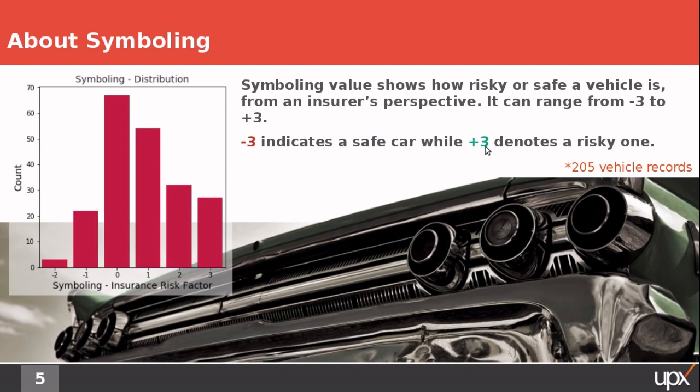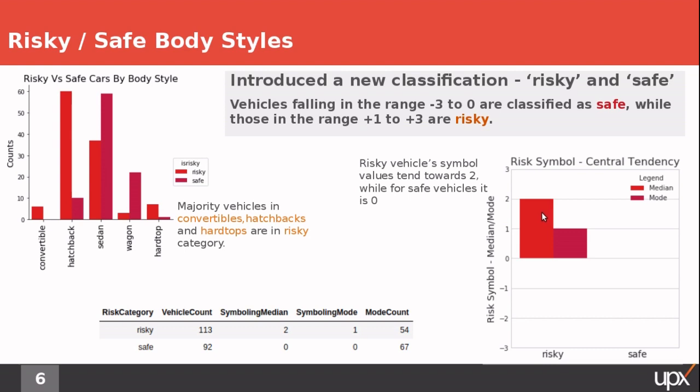On the left hand side, you can see the distribution of cars that fall into each of these categories. So -2, -1, 0 are all safer categories, while 1, 2, and 3 indicate risky cars. And you can see the counts of each of them. Now I introduced a new variable to mark every vehicle as either risky or safe. Any vehicle having a symboling value between -3 and 0 is considered a safe vehicle, whereas those that fall between +1 and +3 are marked as a risky vehicle.